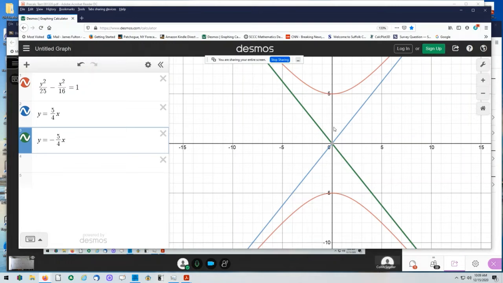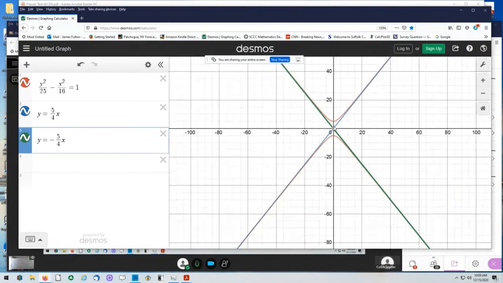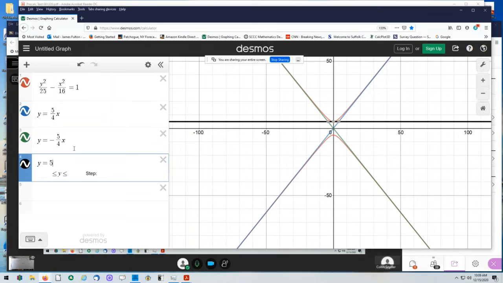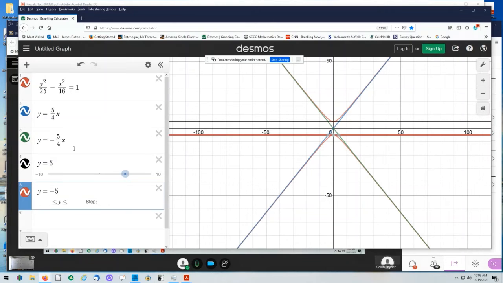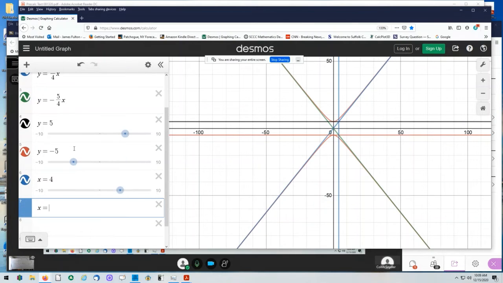And if I zoom out here, you can see what I'm talking about, them being asymptotes. And you could also plug in the lines over here. Y equal to, what do we have, 5. So y equal to -5. X equal to 4, and x equal to -4.